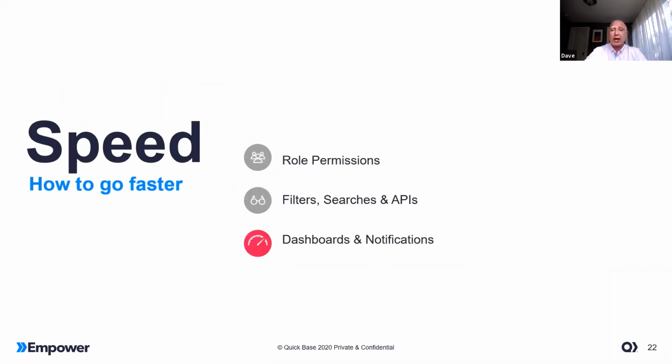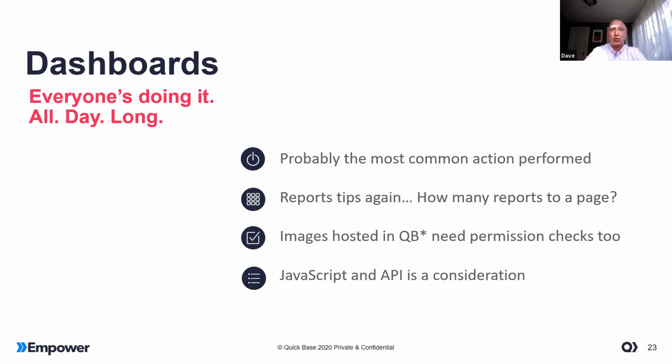So lastly, in the speed category, we're going to talk about dashboards and notifications. Dashboards are a super common activity that every single person does in an application. The first place you land is the dashboard, and it's the home page. It's where a lot of people go when they get lost in an application. A lot of people build those dashboards to be the place where people start their work every single day, and they always come back to those places.